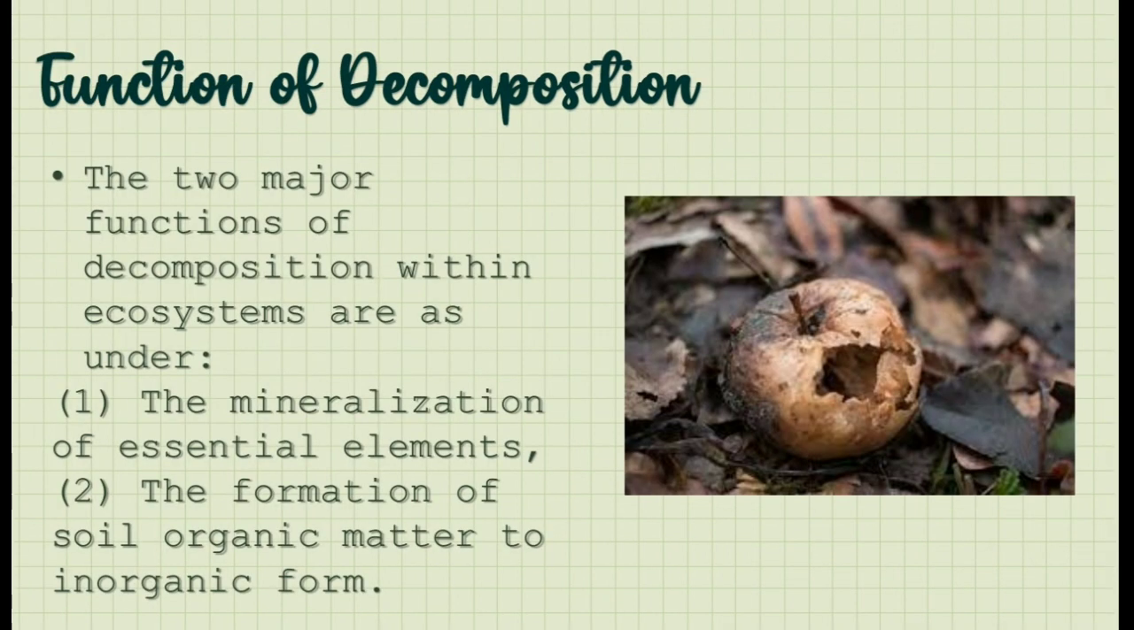Next, we have function of decomposition. The two major functions of decomposition within an ecosystem are as follows: the mineralization of essential elements, and the formation of soil organic matter. The formation of soil organic matter in nature is a slow process. The decomposition of any piece of plant detritus may take hundreds of years to complete. However, some residues of decomposition within this period do contribute to the formation of soil organic matter.